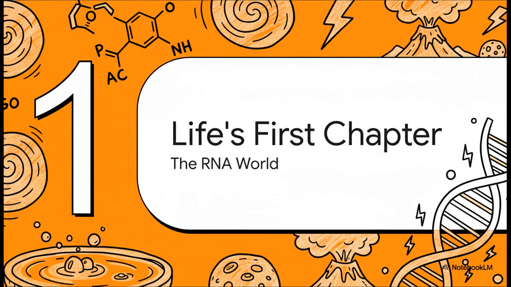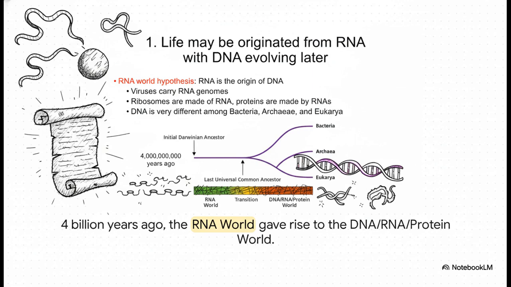Okay, so our story starts on a really early, primitive Earth. Picture a world of just chemical reactions and pure possibility. This is where the very first chapter of life was being written. So get this, 4 billion years ago, life's original operating system wasn't DNA, it was RNA. As you can see here, we began in what scientists call the RNA world.